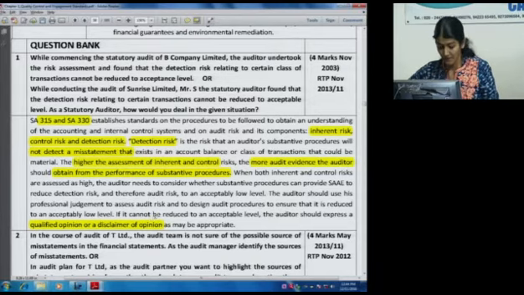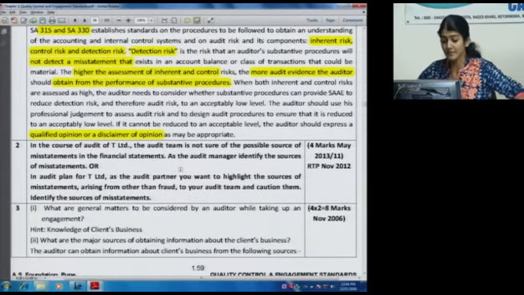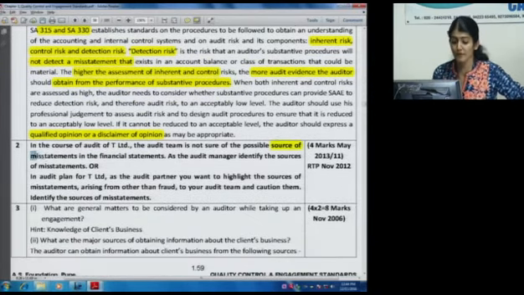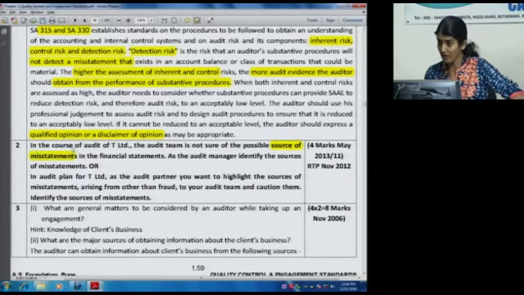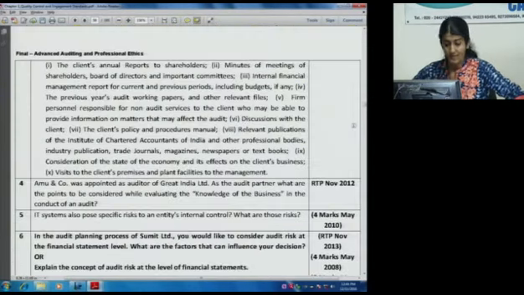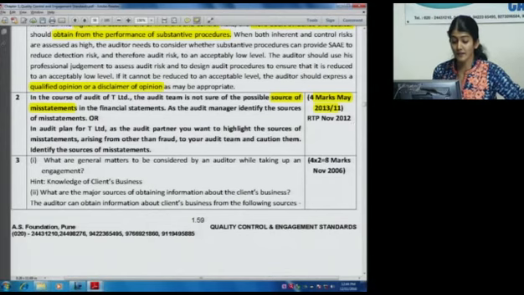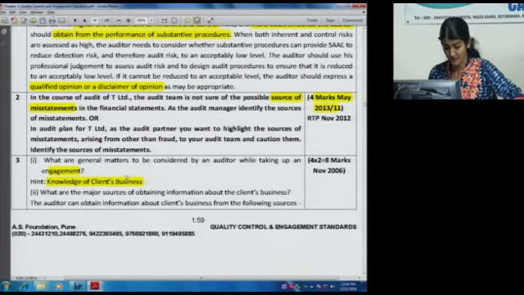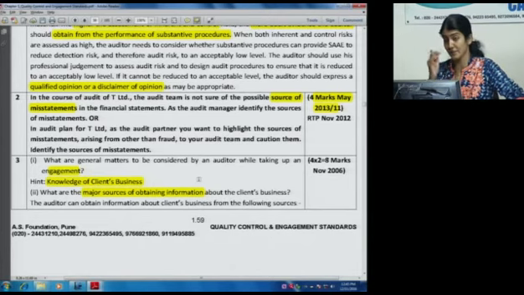Next one. In the course of the audit of T Limited, the audit team is not sure of the possible sources of information. I told you, this has been asked two times in the exams, for 4 marks, in May 2013 and May 2011. The general factors to be considered by an auditor while taking up engagements are KOC: the external, internal, past, future, accounting, internal control system. What are the major sources of obtaining this information? From where will I get information? All external, internal, past, future, accounting, internal control system.